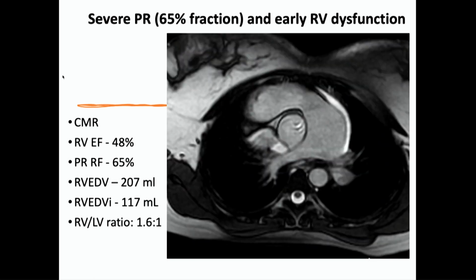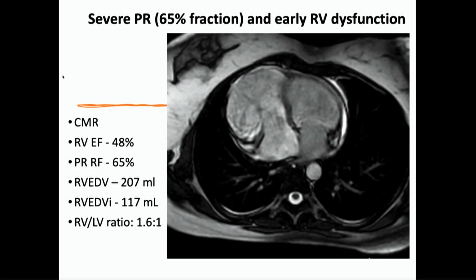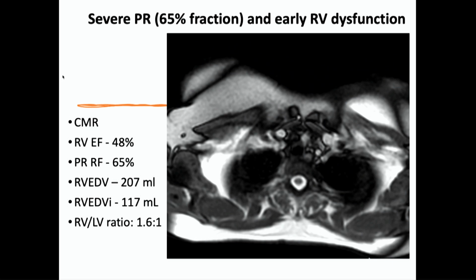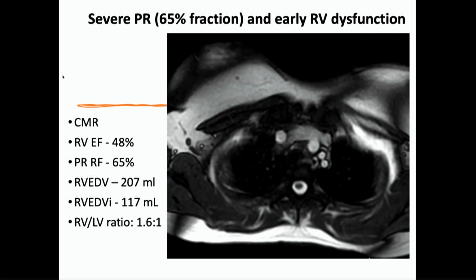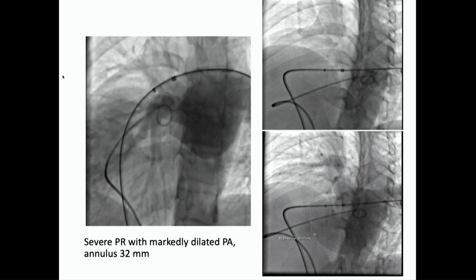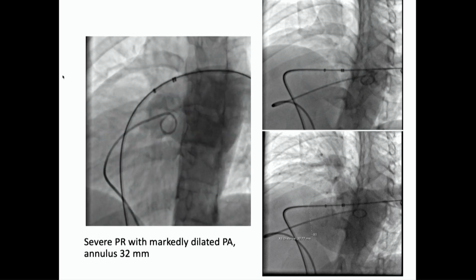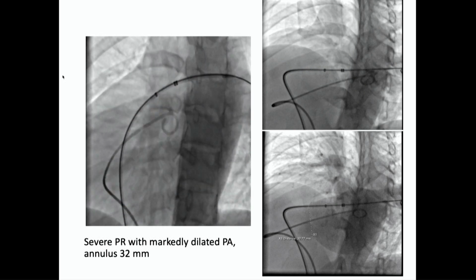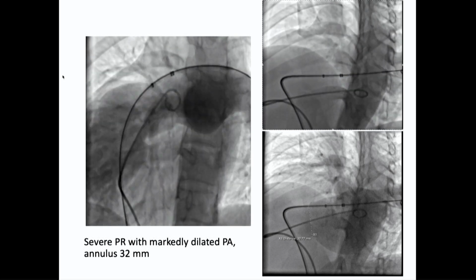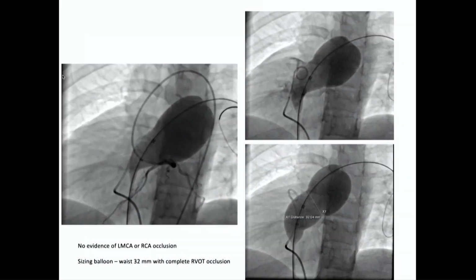We also did an MRI for her, which showed borderline RV function. There was early RV dysfunction with an RV EF of 48%. The regurgitant fraction was 65%. Here are the angiographic images in which we can see that there is a dilated RVOT with a dilated pulmonary trunk. It's another image which is showing the same. And here we measured the narrowest portion, which is measuring around 32 millimeters.